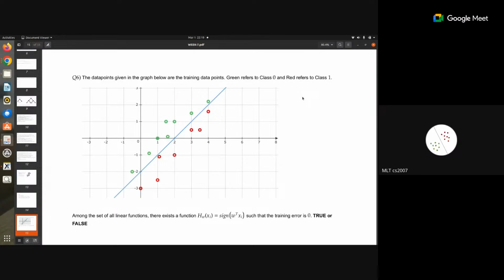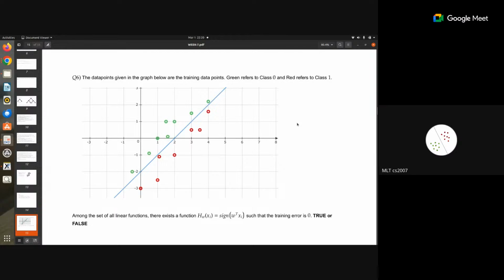Regarding this question, what is the answer among the set of linear functions? There exists a function such that this is true. So will you get the training error at 0? Yes, we'll get training error as 0, because you will get some line which gives you the perfect partition between these two. And W will be, I think, minus 1, 1 in that case.